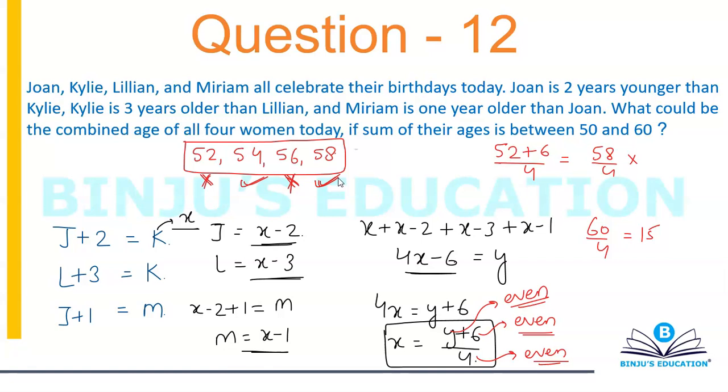Or if it comes in data sufficiency, then they can say that the sum of their ages is greater than 55, and they can give you option B as the sum of their ages is less than 55. So greater than 55, you again have only one value. Less than 55, you again have only one value. So the question can be formed in multiple ways. The point is you need to get hold of the concept. That's more important. All right, let's move on.